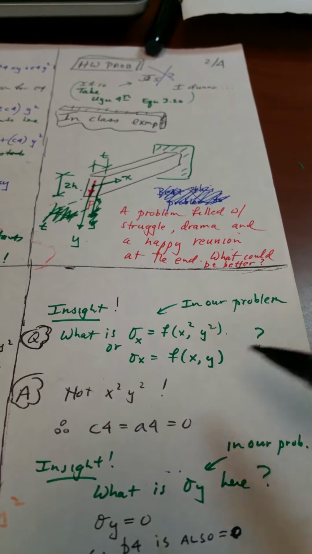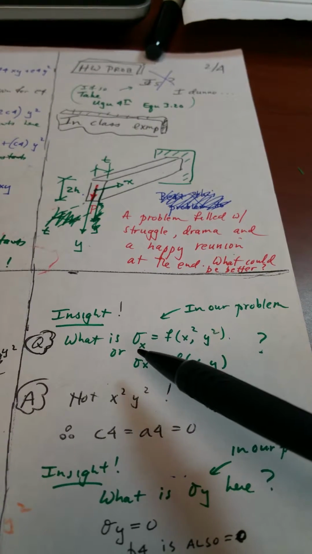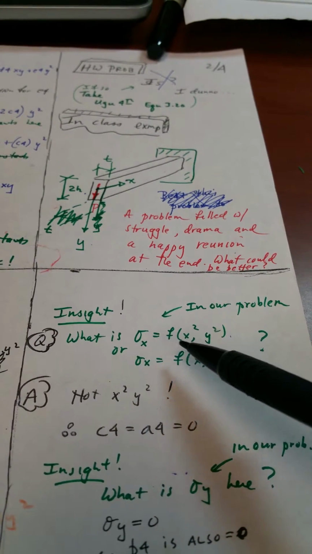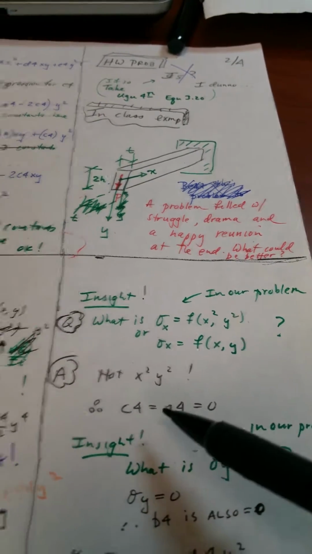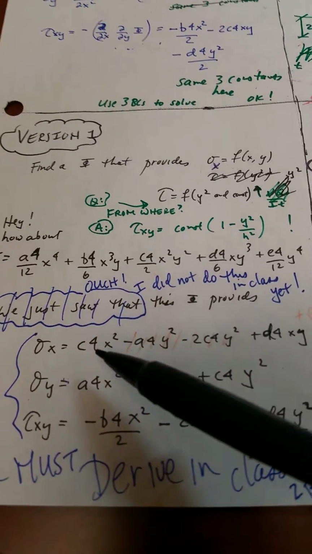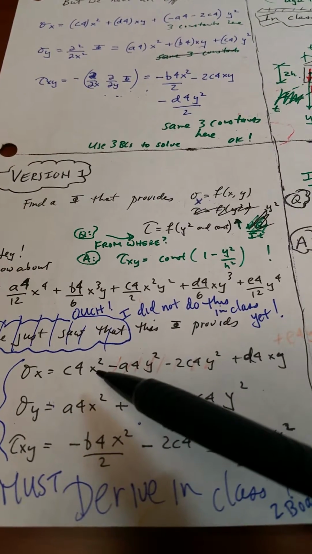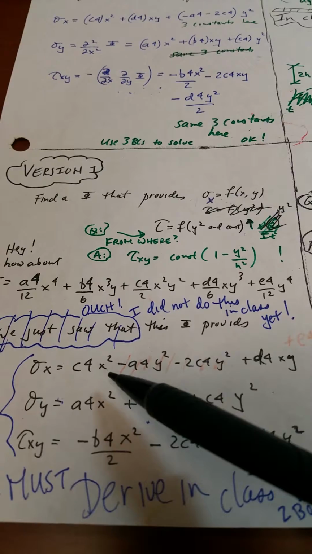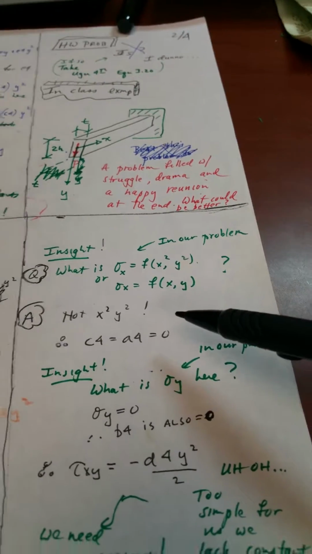So now some insights here is, and I already said it just a minute ago, is it a function of x squared and y squared? The answer is no, it's a function of x and y. So therefore, this is an engineering insight. There is no dependency on x squared, and there is no dependency on y squared. So c4 and a4 must be 0.